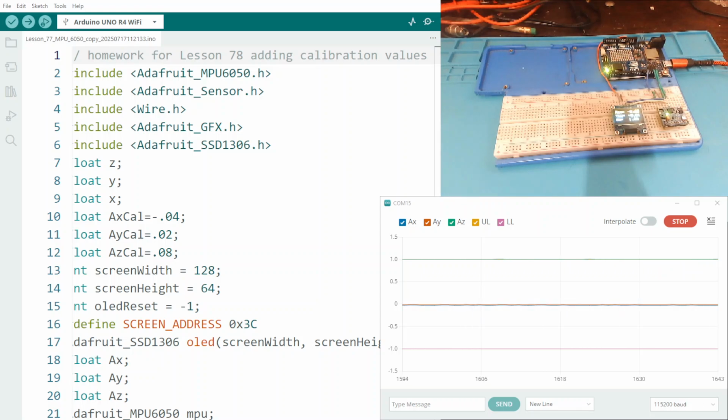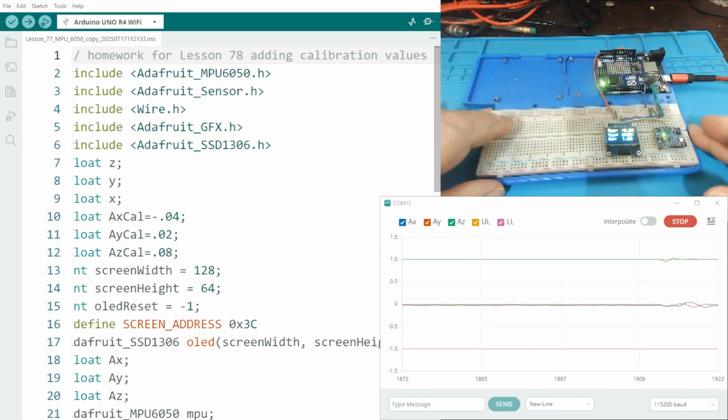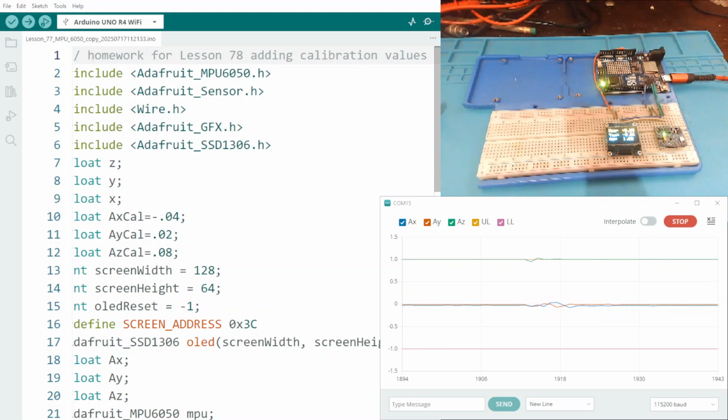This is the homework for lesson number 78 of the Arduino Nano R4 Wi-Fi series of lessons that Paul has on YouTube. What Paul has done is he asked us to set up calibration constants, because if everything doesn't come up exactly zero like it should, you need to add some offsets.